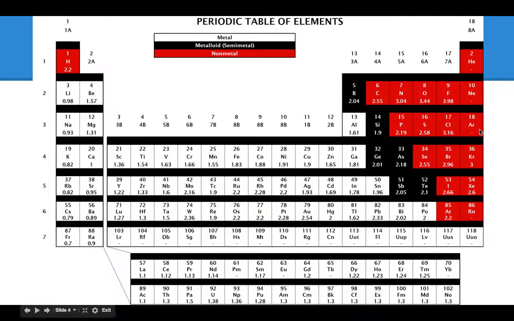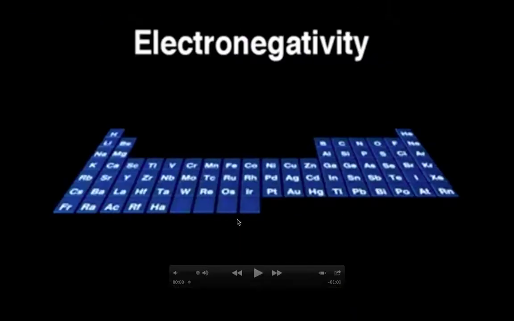But we're just going to ignore them and look over here at the most electronegative element, which is fluorine. So if you remember that fluorine is the most electronegative, you can remember the trend that it's up and to the right. Okay, if you go the opposite, down and to the left, you see francium, which is the least electronegative.